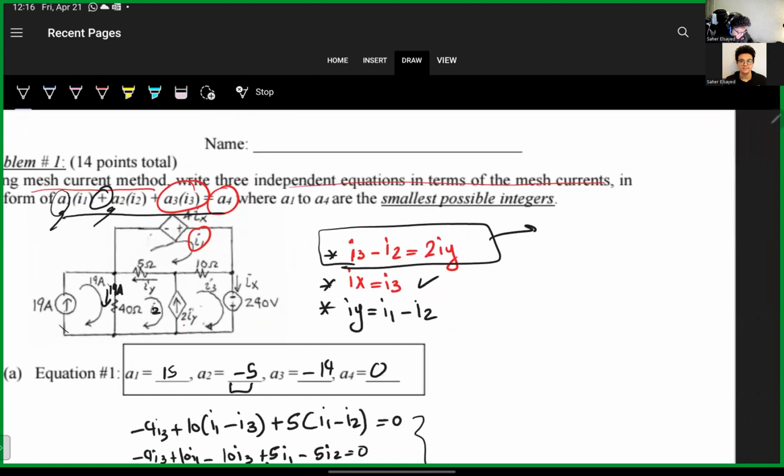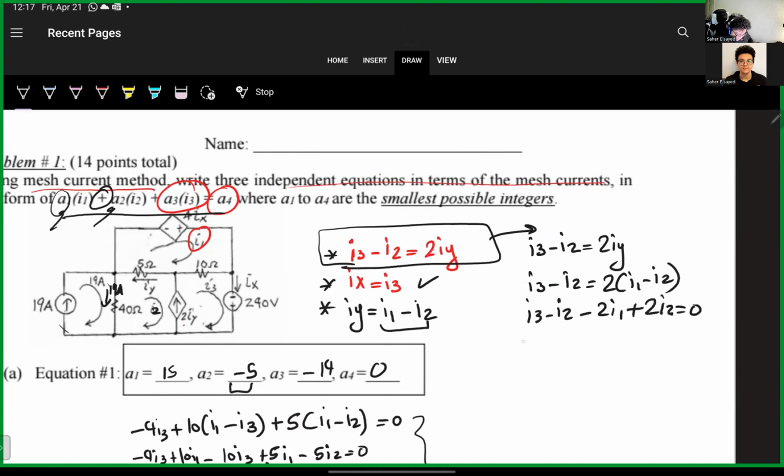Because what is this equation? It's I3 minus I2 equal to 2IY. That's what we have. What is IY? IY is I1 minus I2. So I3 minus I2 is equal to 2 times I1 minus I2, right? And then that's basically it. So I3 minus I2 minus 2I1 plus 2I2 equal to 0. So you have negative 2I1 here, and this is negative I2 plus I3 is equal to 0.